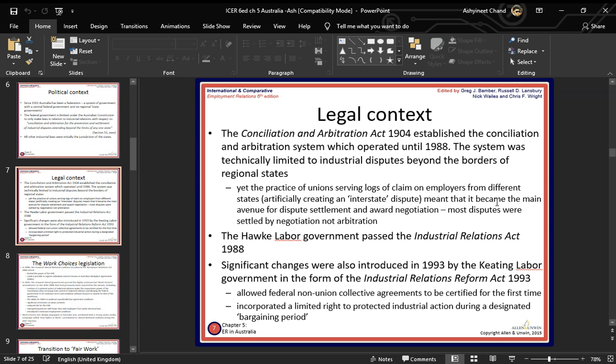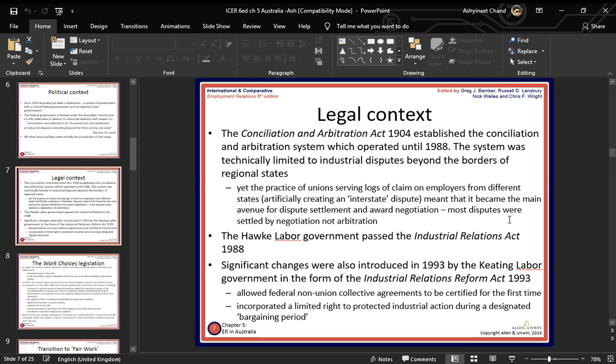So, legal context: the Conciliation and Arbitration Act of 1904 established the conciliation and arbitration system, which operated until 1988. Quite a long time, isn't it? For 84 years, this act was in power. The system was technically limited to industrial disputes beyond the borders of a regional state. Yet, the practice of unions serving logs of claim on employers from different states, artificially creating an interstate dispute, meant that it became the main avenue for dispute settlement and award negotiation. Most disputes were settled by negotiation, not arbitration. Please note that.